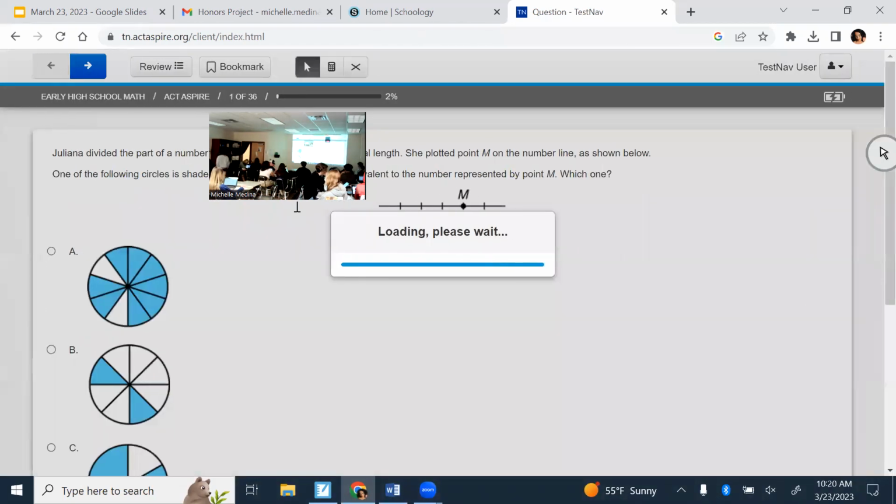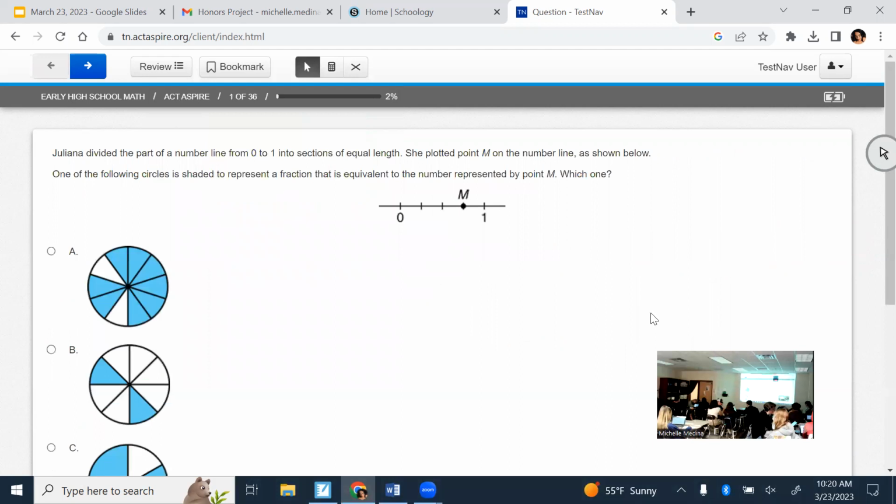So number 1, Juliana divided the part of a number line from 0 to 1 into sections of equal length. She plotted point M on the number line as shown below. And we need to pick which of the following circles is shaded to represent a fraction that's equivalent to the number represented by point M. So first we need to figure out what fraction would represent this. So how many equal sections do I have?